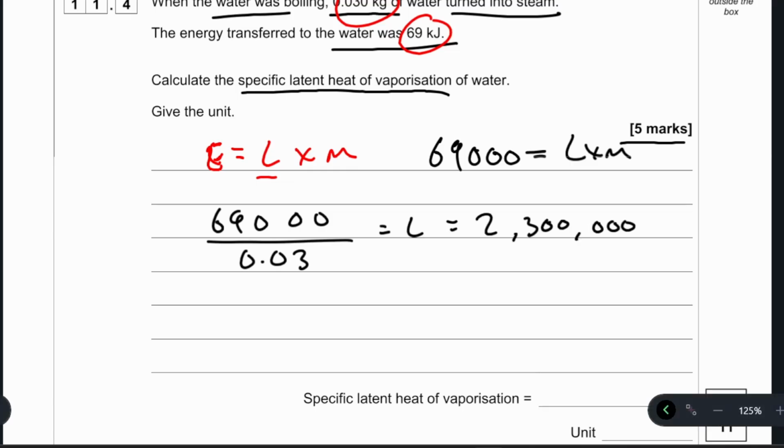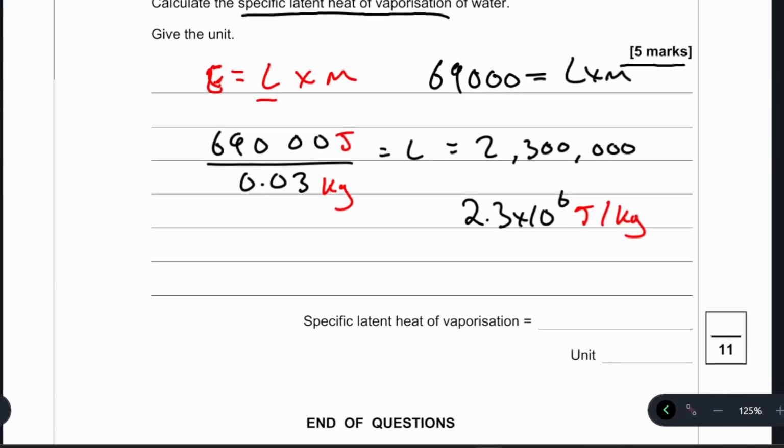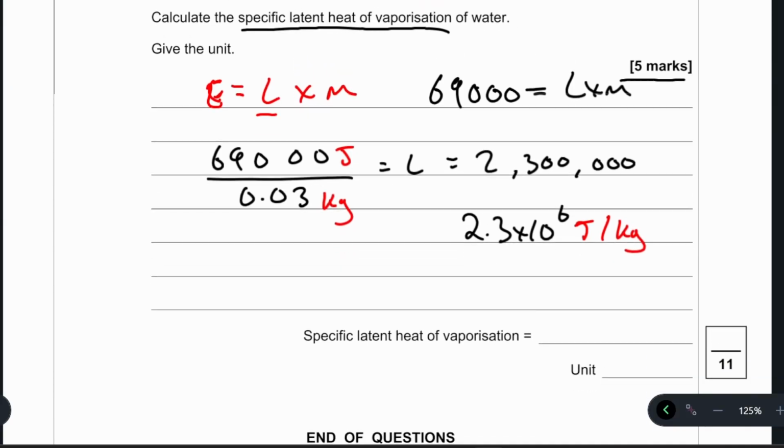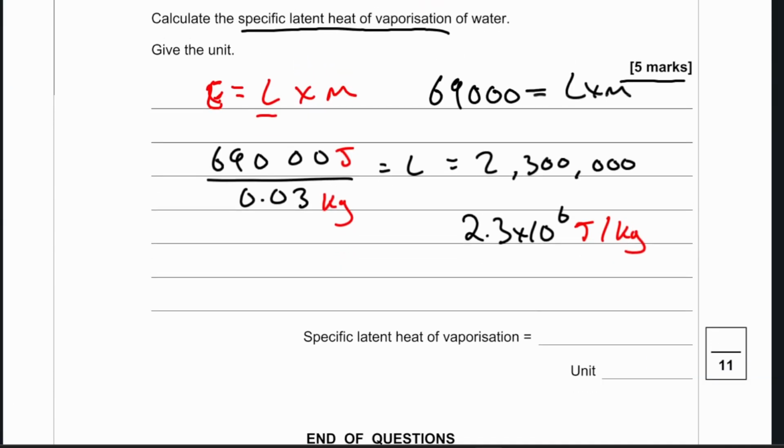So that's how we work it out, and we can even say that this is 2.3 times 10 to the 6. And what would the units be? Well, we've got joules over here, so 69,000 joules, and we've got kilograms down here. So this would be joules per kilogram. Okay, so if you were to keep this as kilojoules, you would just get the answer in kilojoules per kilogram. That's the only difference.